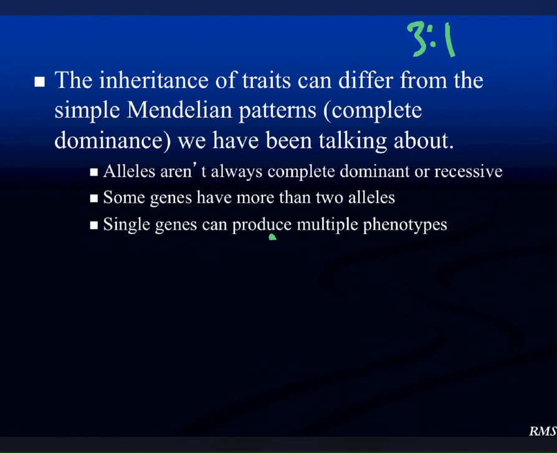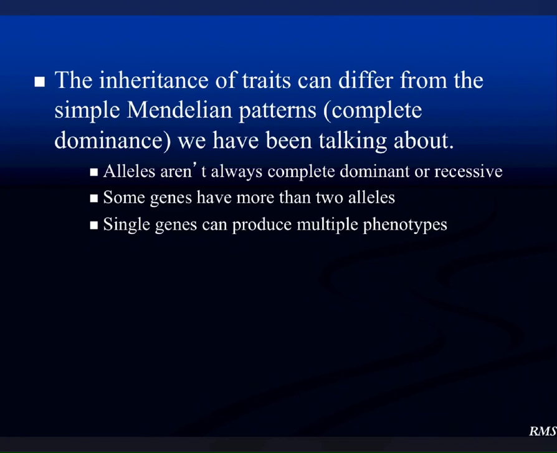Remember, when he did his work, they had no idea what a gene was. They didn't know what chromosomes were. They didn't know that DNA was the genetic makeup. So it's amazing that he was able to come up with those four principles that you have to know, just based on that simple 3-to-1 ratio.